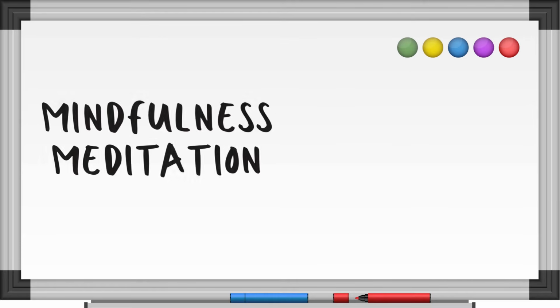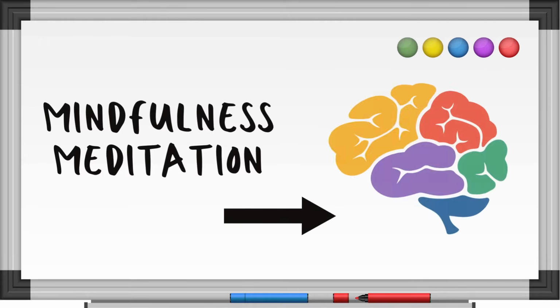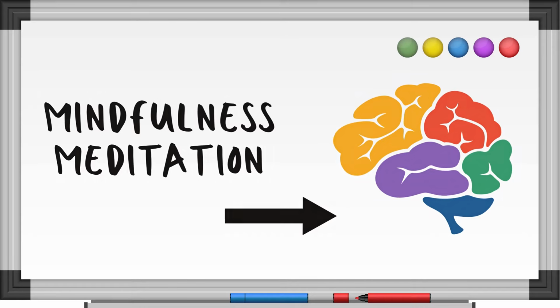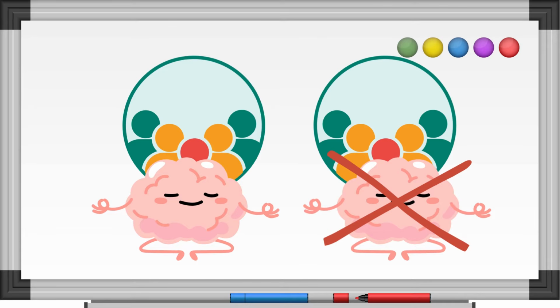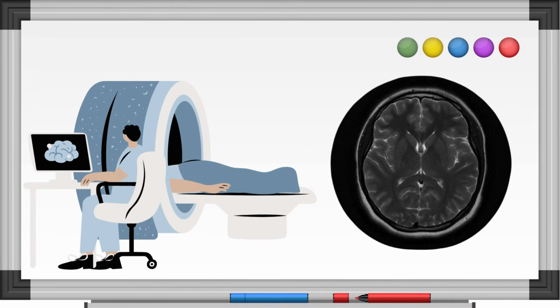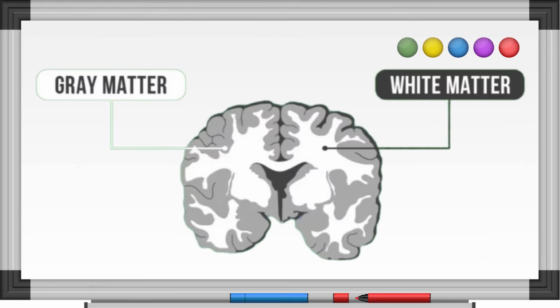One study looked at this specifically, and they investigated how mindfulness meditation can affect brain structure. Researchers split their main population into two groups. One group participated in an 8-week mindfulness-based stress reduction program, while the other group received no treatment at all. Before and after the program, both groups underwent an MRI brain scan to measure changes in gray matter concentration within their brain.